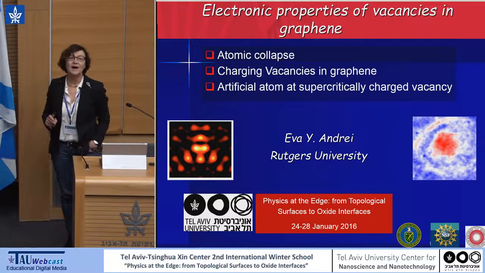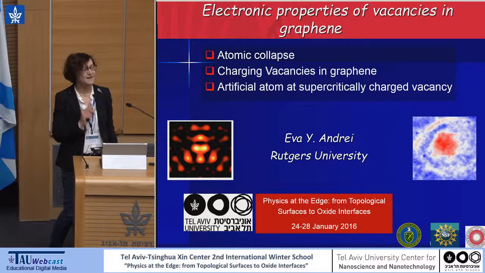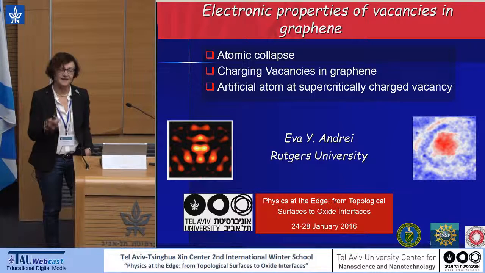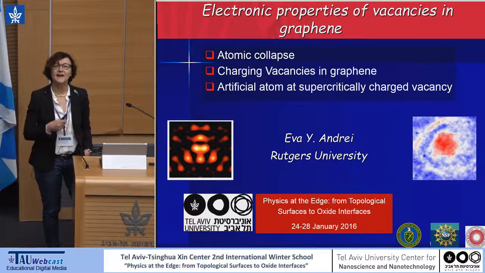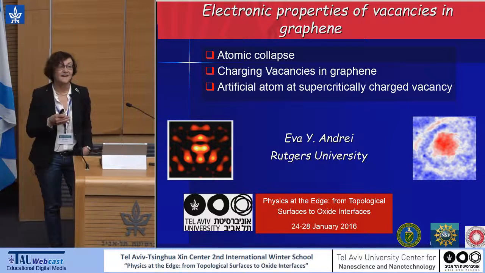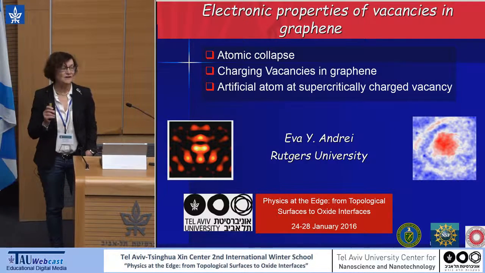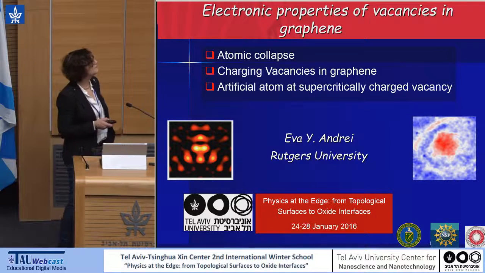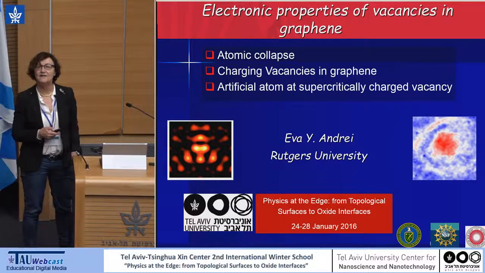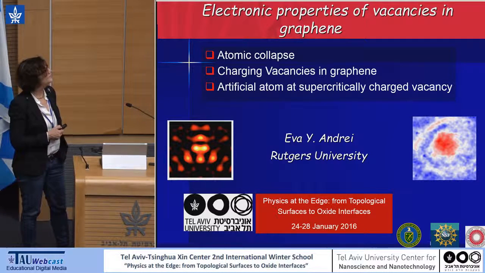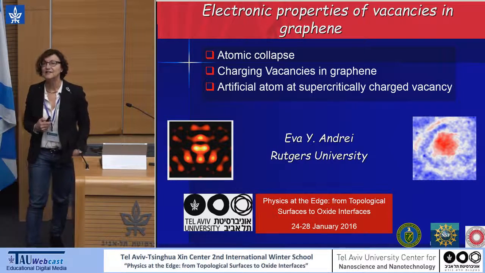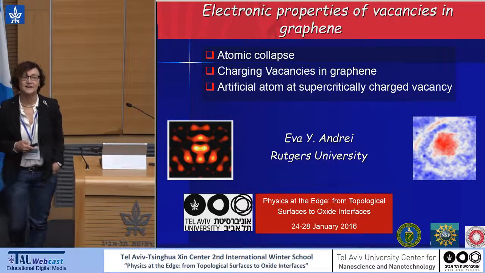And three, the vacancy can be charged, one can actually deposit charge, and this charge is stable and tunable. So I'm going to talk to you about the third possibility, charging of a vacancy in graphene. And I'll show you that we can charge it to large values until we get something that is called atomic collapse.